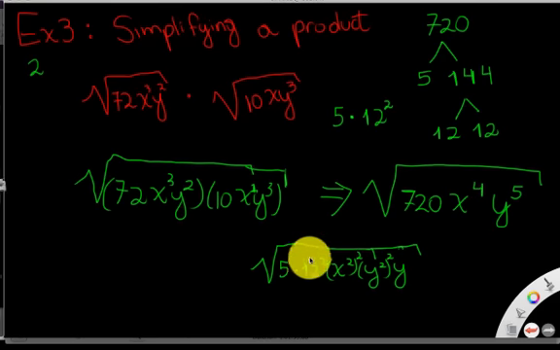Since this 5 does not have an exponent of 2, it actually has an exponent of 1. It's going to stay inside. We'll move on to the next one. Let's take a look at this 12. What's the exponent here? 2. So we cancel it out with this, and it's allowed outside.